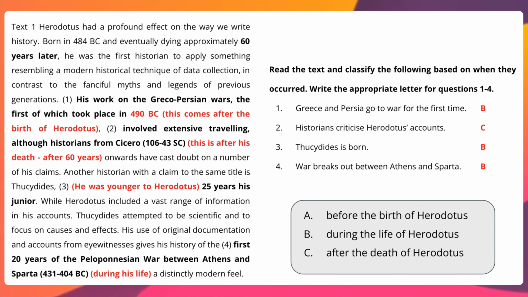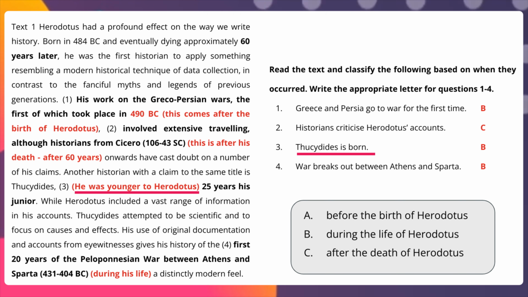Question number 3, Thucydides is born, and the answer is B. Right in the same passage, if you just count the last 8th line, it says he was younger to Herodotus, that is 25 years his junior. This very clearly says that after 25 years from the birth of Herodotus, Thucydides was also born.